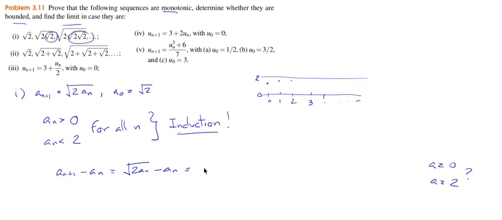You multiply by and divide by the square root of 2an plus an, and then in the numerator you have the difference of the squares, okay? And then we take common factor of a sub n, so we have a sub n times 2 minus a sub n over the square root of 2an plus an, okay?